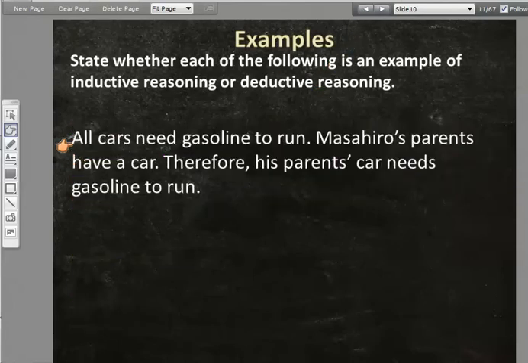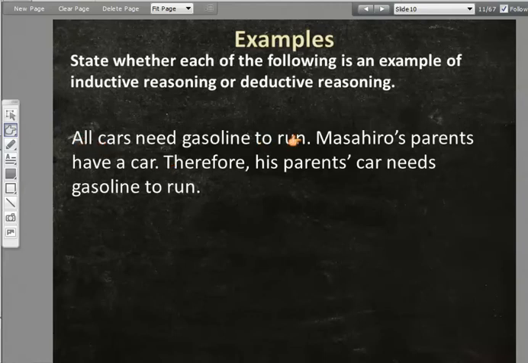All cars need gasoline to run. I have no idea how to say this kid's name. Masihiro's parents have a car. Therefore, his parents' car needs gasoline to run.